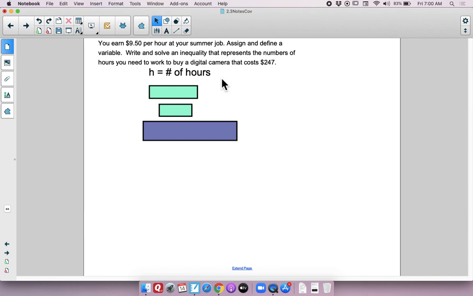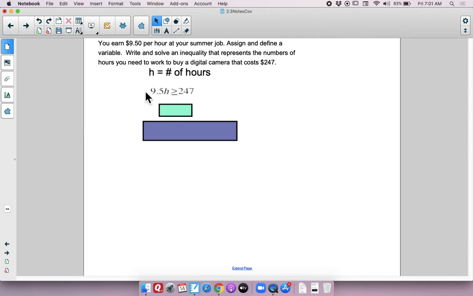So what goes into making this $247 or more, right? It's your what times your what? It's your rate of pay times the number of hours that you work for that rate of pay, right? So what's our rate of pay? $9.50 times H has got to be greater than or equal to $247.